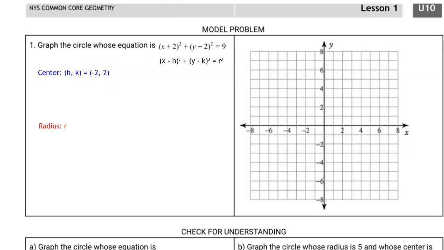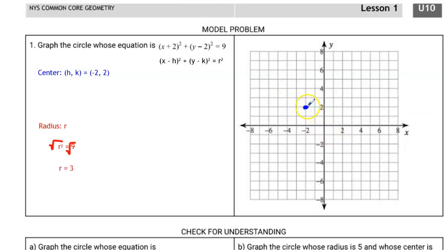Let's plot this center now. Should be fairly straightforward to plot. It's at negative 2, comma 2. Boom. Next is to find the radius. This says r squared, and this says 9, so we can set up a very simple equation to solve for that. If r squared is equal to 9, then we need to solve for r, which means we need to square root both sides. That means that the radius is equal to 3.